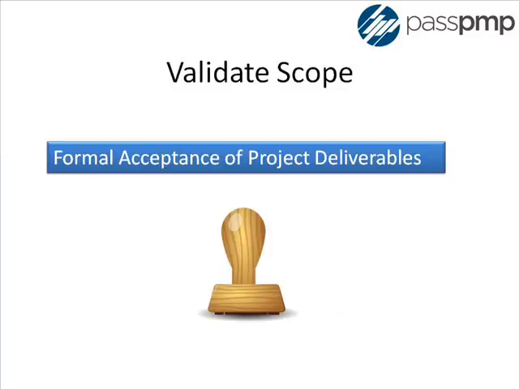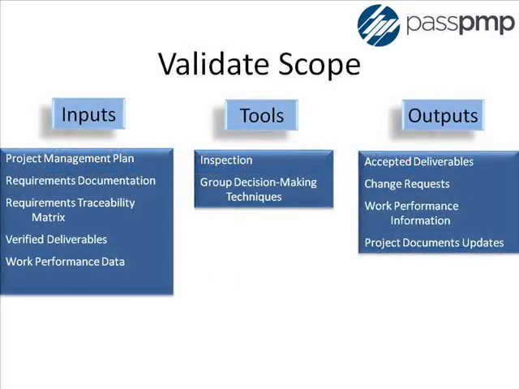The fifth process is validate scope. This is the process of formalizing acceptance of the completed project deliverables. The key benefit of this process is that it brings objectivity to the acceptance process and increases the chance of final product, service, or result acceptance by validating each deliverable. The main output of this process is accepted deliverables.